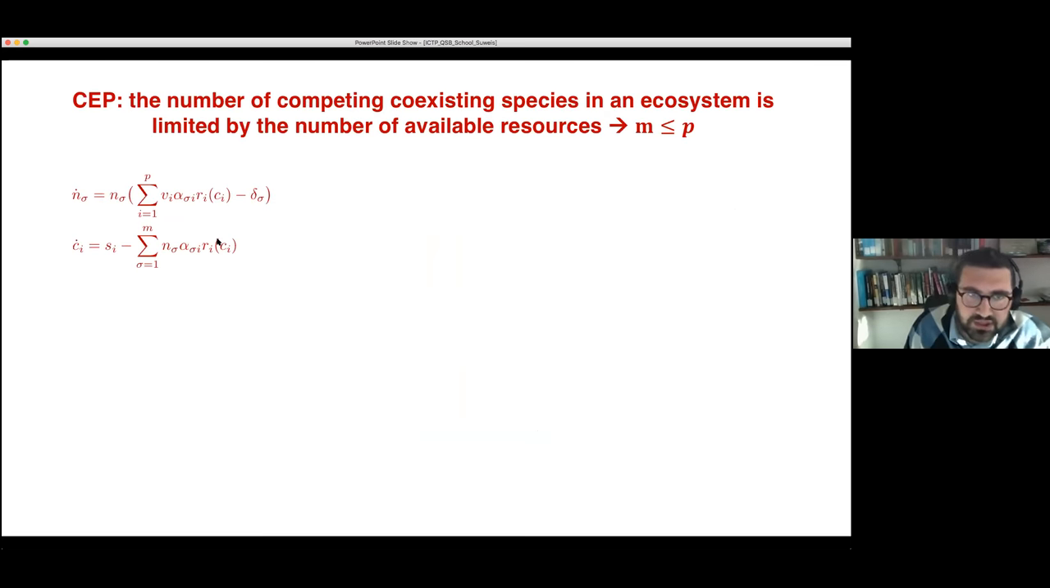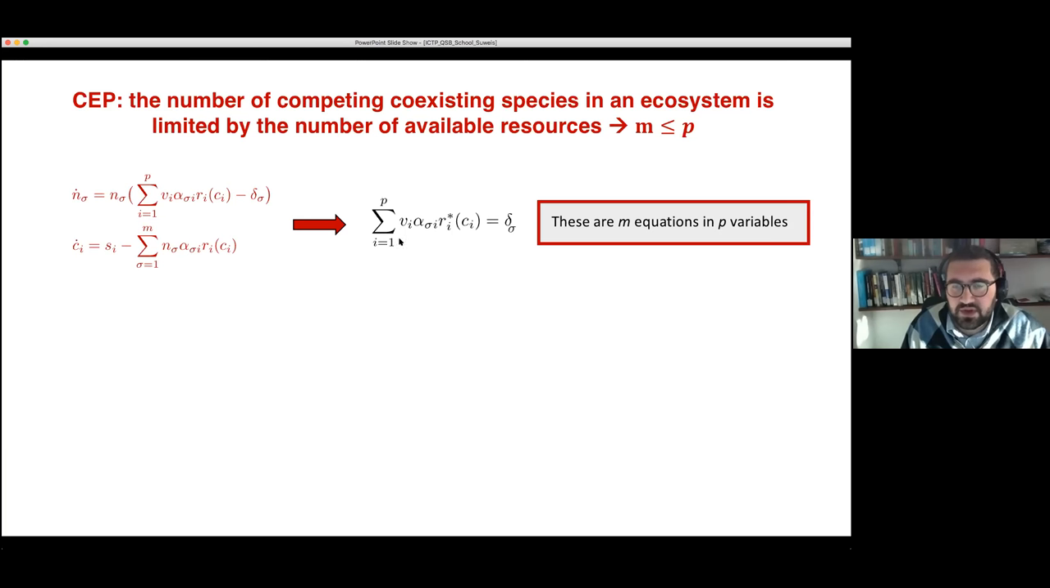These are the two equations from which we retrieve the so-called competition exclusion principle, which I think you have already heard. Consider the stationary states of these two dynamics. Setting the first equation above to zero, we obtain such a condition. These are M equations because we have M species, so sigma goes from 1 to M. And we have P variables, because this is a sum over P alpha.